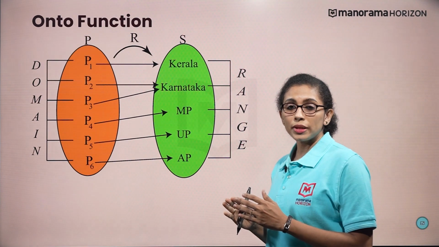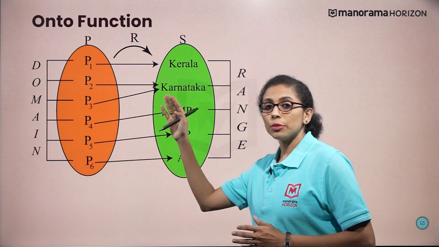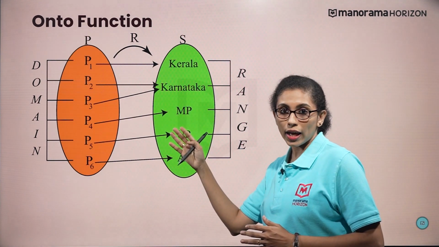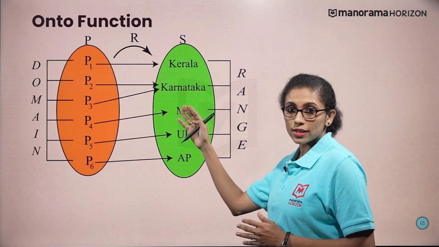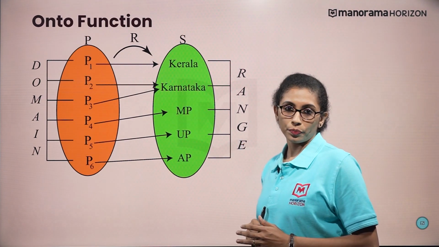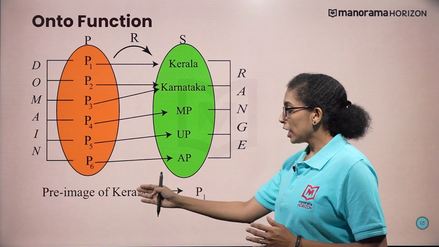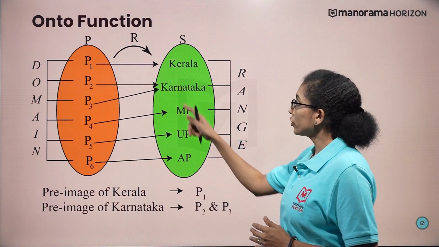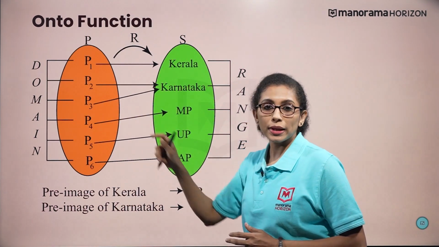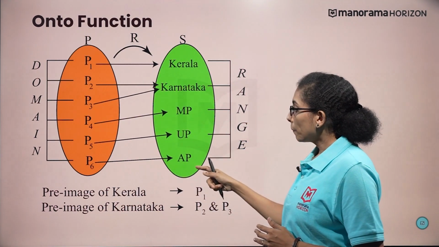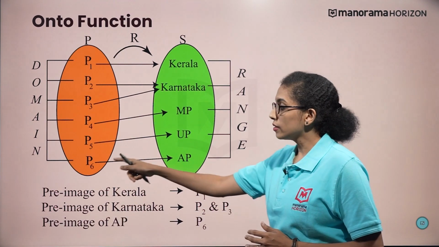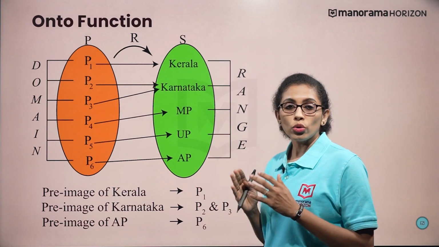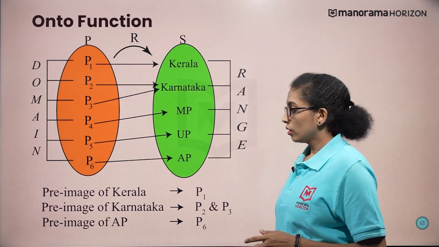Here, every element in set S is the image of some element in set P, or we can say every element in set S has a pre-image. You can see pre-image of Kerala is P1. Pre-image of Karnataka is P2 and P3. Likewise, pre-image of AP is P6. Such type of mapping is called onto or surjective mapping.